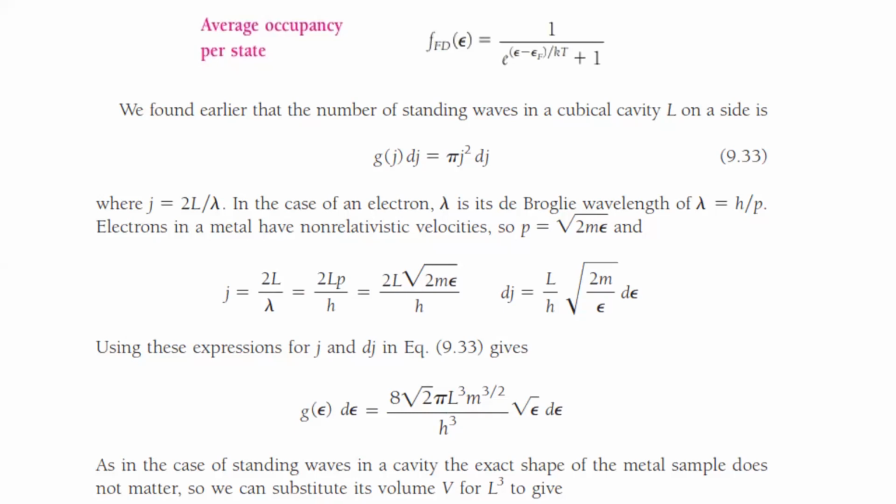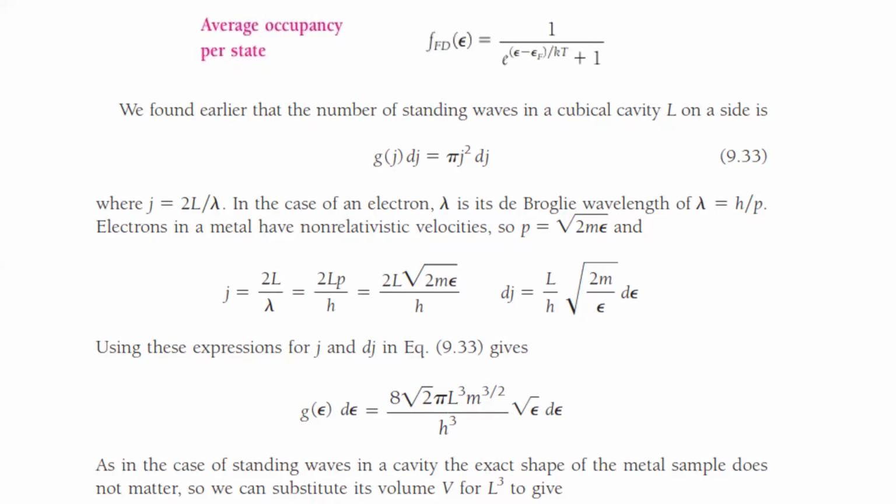So in the case of an electron, lambda here is the de Broglie wavelength, which we know lambda is equal to h by p. Very well. Now, electrons in a metal have non-relativistic velocities. That we are very sure of. So obviously, what will be p? p is equal to root over 2mE. And we know these equations are neither new to us nor are a surprise to us.